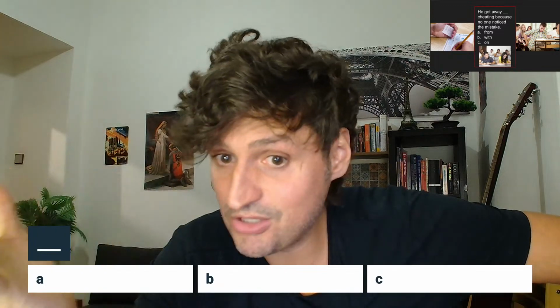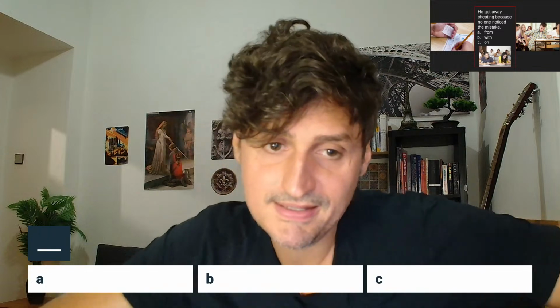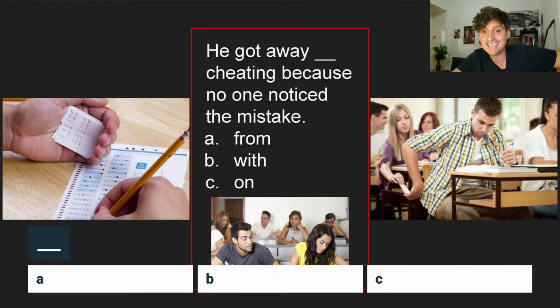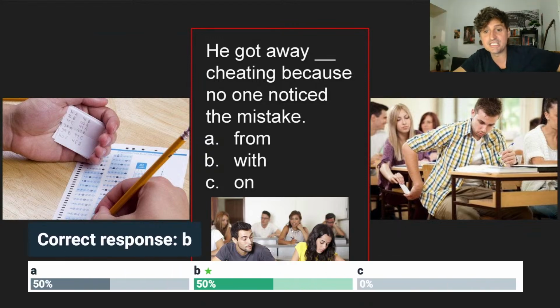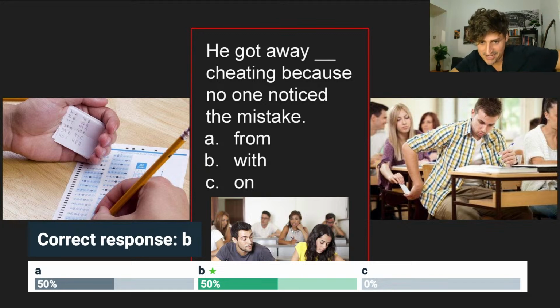And a lot of people cheat in life and on tests, but they don't get caught. So they get away with it. Correct answer is B. Very nice. Hi, Mariana. So it's actually get away with. Okay, but good try, Mariana. Don't worry. Get away with something.